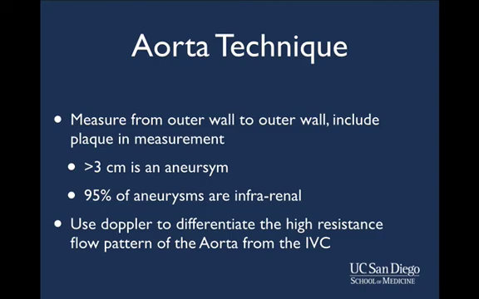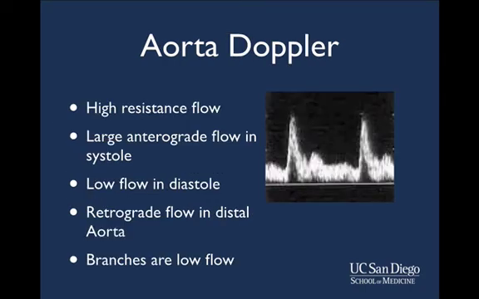Sometimes we need to differentiate the aorta using Doppler, and what we will see is a high resistance flow pattern, which is characteristic of the aorta. When we put the Doppler on the aorta, we notice high resistance flow, characterized by large anterograde flow in systole, low flow in diastole. Sometimes we will see retrograde flow in the distal branches of the aorta or the distal portion of the aorta. Most branches, however, we will see a low resistance waveform.